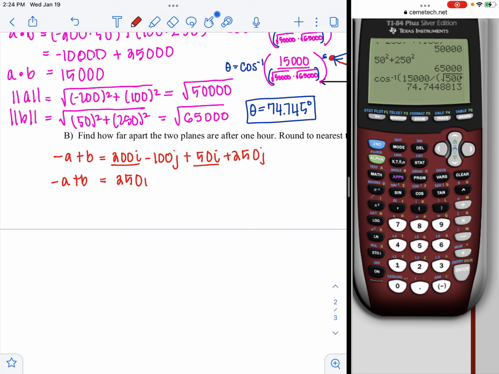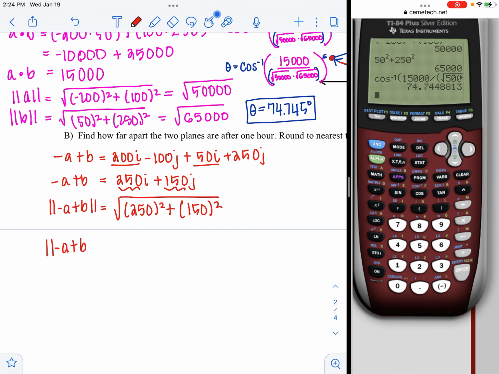All right, so that vector is, combining like terms, 250i plus 150j. So that's what the vector is, and if I want to know the distance or how far they are, that's the length, which is the magnitude or the distance. So now I'm going to do the magnitude of that. I'm going to do square root of a squared, this is a, so 250 squared, plus b squared, this is b, 150 squared. And this will give me my answer.